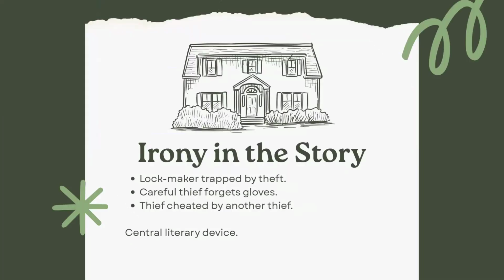Now let's focus on the irony in the story. Irony is the central part of the story because just imagine a lockmaker trapped by a thief, a careful thief forgets to bring gloves, and finally the thief is cheated by another thief. So mention these things in your answers. Examiners appreciate literary awareness of the writers.